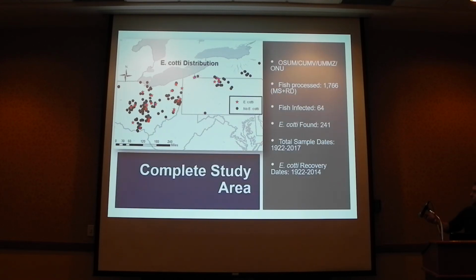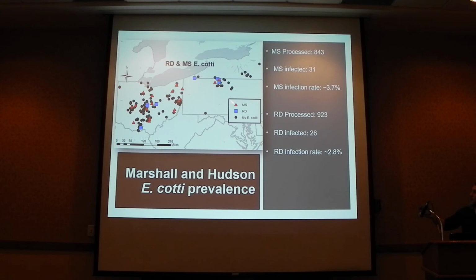And this is just another breakdown of where the mottled sculpin were found to have parasites, and where the rainbow darter were found to have parasites. Rainbow darter infection was less than mottled sculpin infection, but not by very much. So I'm not entirely sure how much that tells us about whether they have a preference for mottled sculpin over rainbow darter, but there's more data to look at to see if there are any statistical differences there.